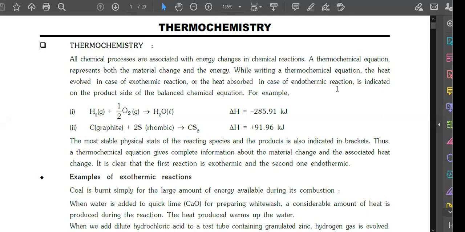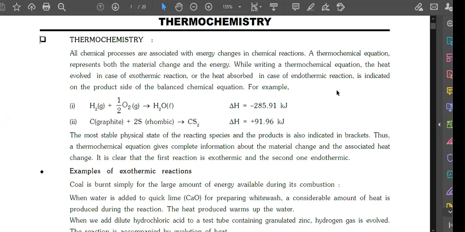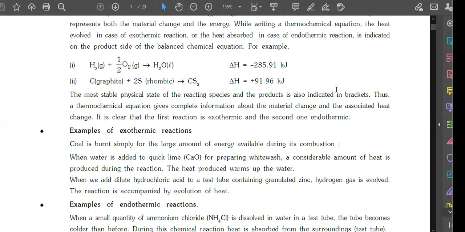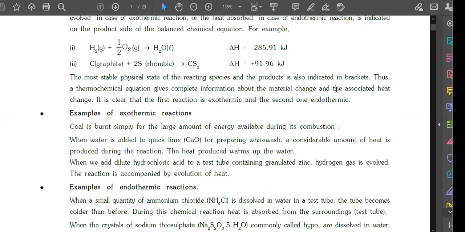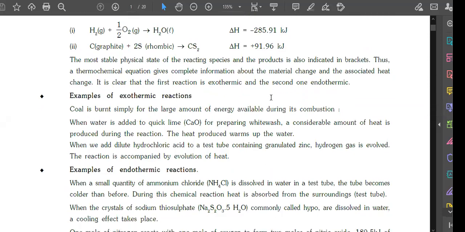Okay. So we studied two types of reactions. The first type of reaction was exothermic reaction and endothermic reaction. I hope all of you remember what is exothermic reaction, what is endothermic reaction. Exothermic reaction is a reaction in which heat energy is released, right? Heat energy is released.